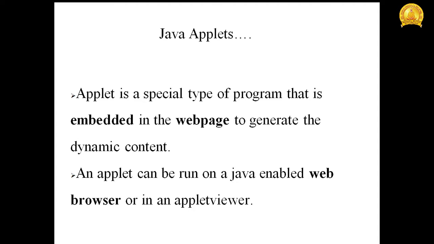An applet viewer is nothing but a tool that is provided by the Sun JDK package. So when you install JDK, you get the applet viewer tool in it. An applet viewer is a tool to run the applet from the console.